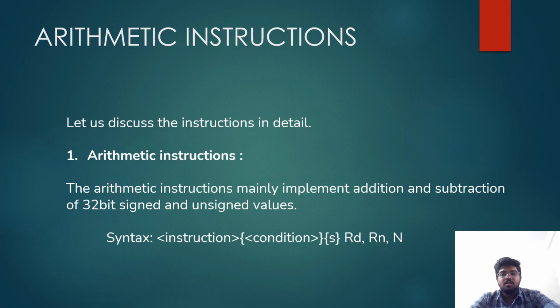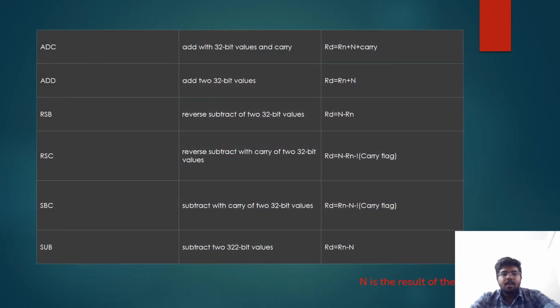Arithmetic instructions. Let us discuss the instructions in detail. The arithmetic instructions mainly implement addition and subtraction of 32-bit signed and unsigned values. And the syntax we use for arithmetic instructions. Some operations in arithmetic instructions are ADC, add two 32-bit values and carry, and ADD, add two 32-bit values.